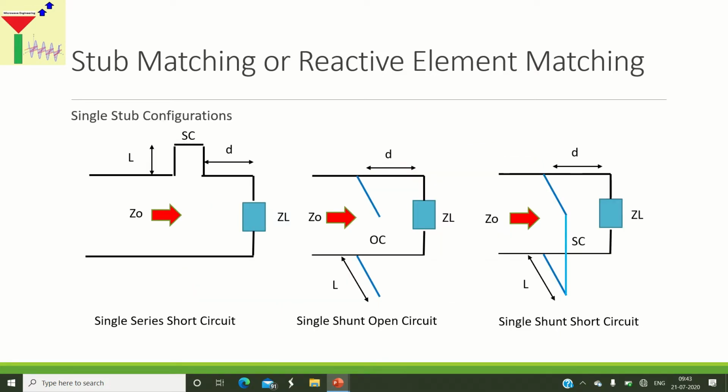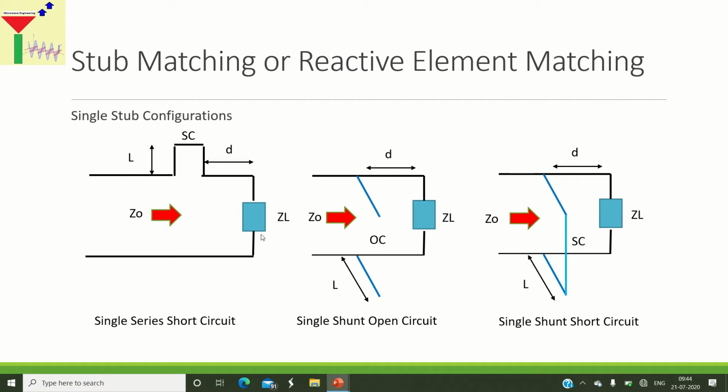Now, in this particular slide, all the configurations of single stubs are shown. Here you observe three different diagrams. These diagrams depict the circuit configuration for the stub. First of all, on the left hand side, the first configuration is the single short circuit series stub.